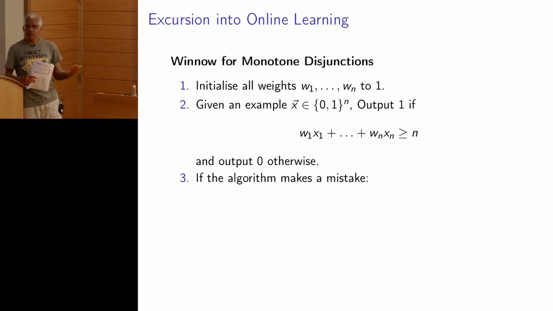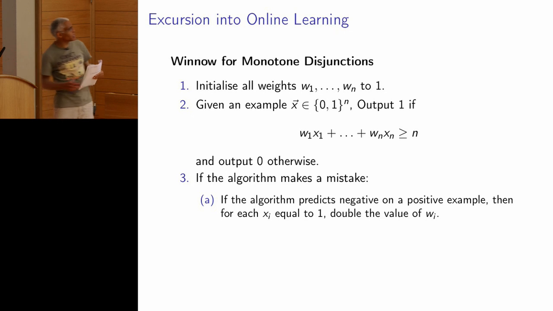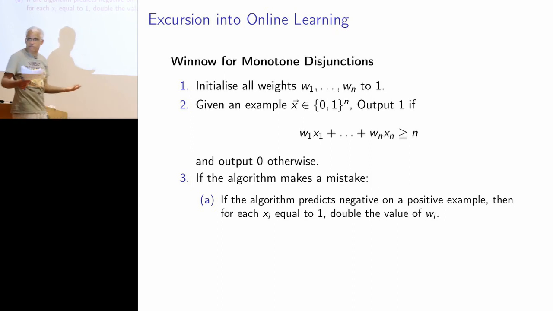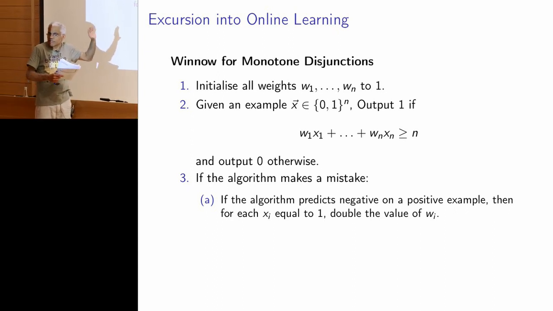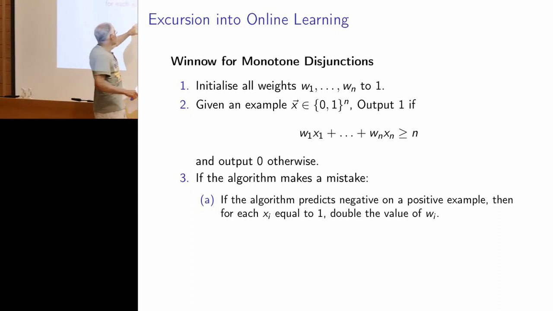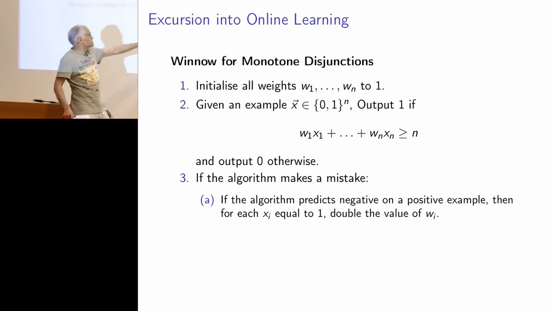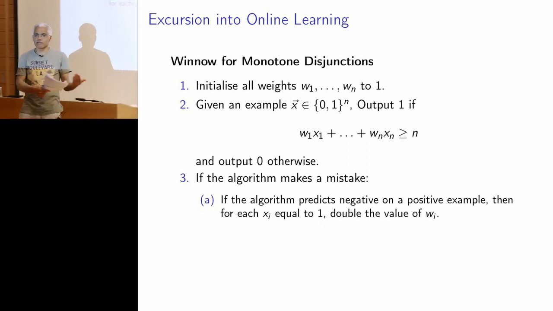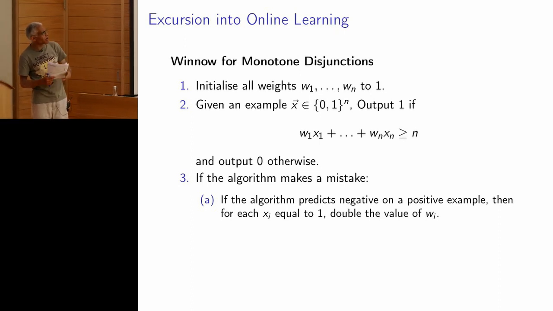Now, the referee tells us whether we made a mistake, and what do we do if we made a mistake? Well, it depends whether we made a mistake on a positive example. So the first kind of mistake we could make is we predicted negative when we should have predicted positive. Some weights actually somehow got it right and some got it wrong. The ones that got it wrong, if x_i was equal to 1 and we should have been positive, then in fact this weight w_i was actually correct, and so as a reward we double it. So we were wrong, but w_i, which contributed to us being right, is doubled.